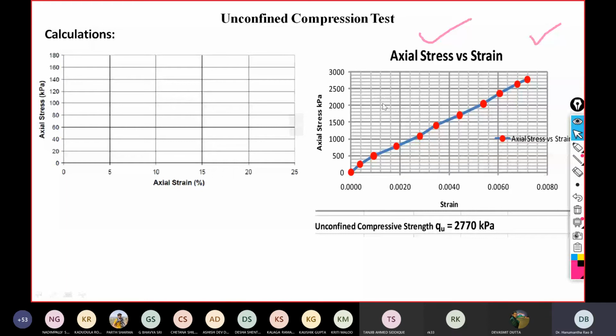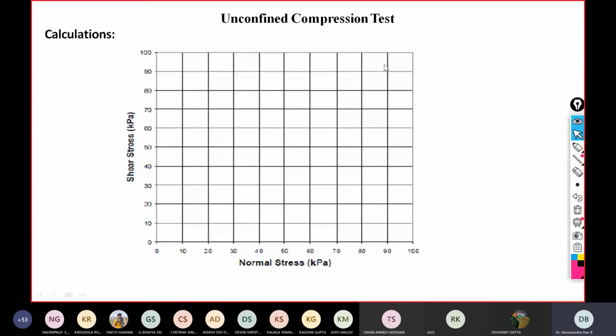So then we can also develop some kind of the normal stress versus shear stress. Here you did not get any shear stress. Normal stress means the sigma 1 or sigma 3. Shear stress means the stress at failure. Here in this case, maybe in the next class, I will try to give you a demo on how to develop this shear stress versus normal stress.